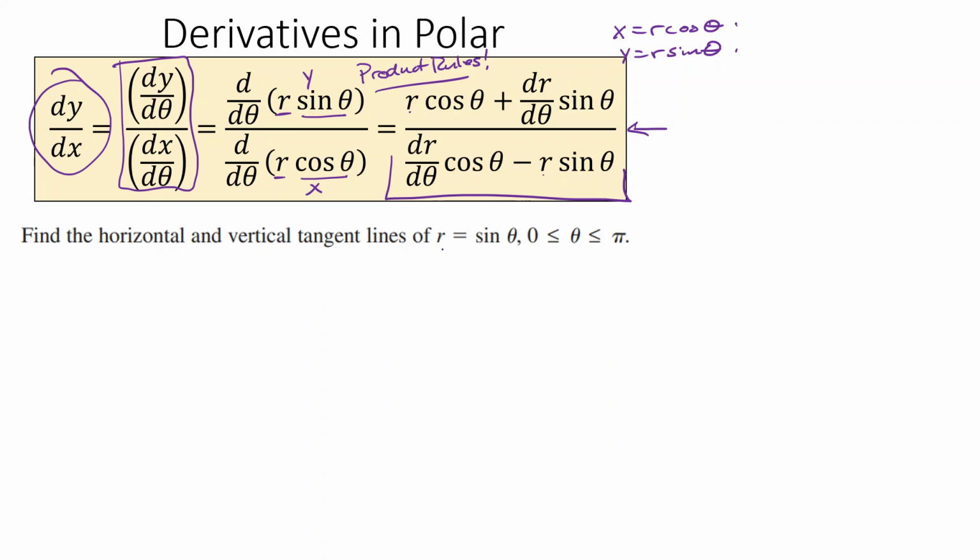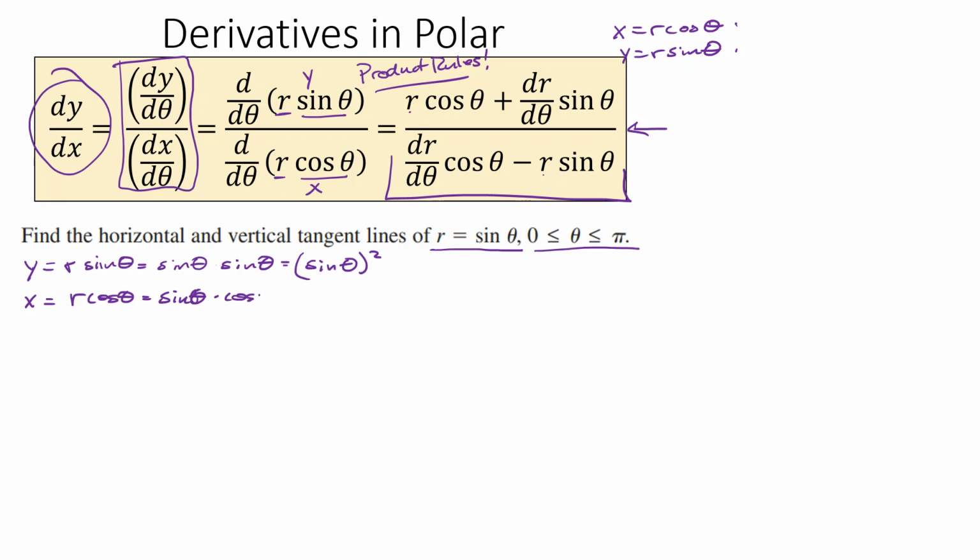So find the horizontal and vertical tangents of r equals sine of theta between 0 and pi. Okay, so if r equals sine of theta, that means y equals r sine of theta, and r is sine of theta. So we get sine of theta times sine of theta, which is sine of theta squared, which I can write like that, or I can write that squared up there. My x is r cosine of theta, which is going to be, in this case, since r is sine, going to be sine of theta times cosine of theta. All right, don't really have any way to simplify sine and cosine. Well, I mean, there are some, but I'm just going to leave it like that.